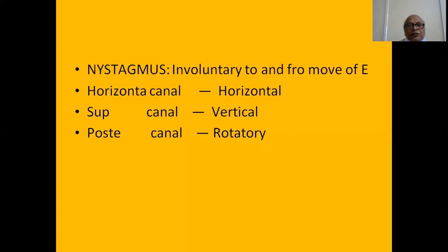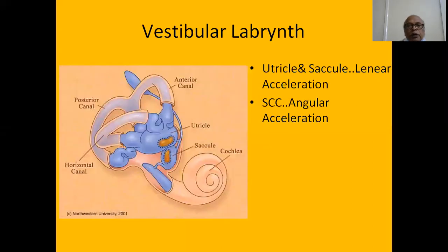Now, how does this balance occur? This balance occurs by this particular vestibular labyrinth. The utricle and the saccule, which are perpendicular to each other, are concerned with linear acceleration, whereas the semicircular canals are concerned with angular acceleration. Now, in the case of human beings, the biggest linear force that acts on him is nothing but gravity.